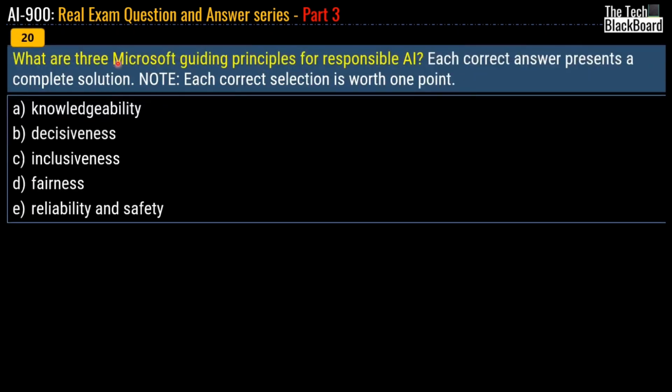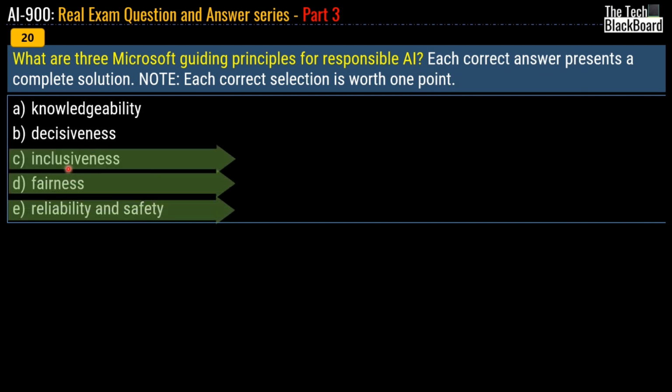Our question number 20 says, what are the three Microsoft guiding principles for responsible AI? Each correct answer presents a complete solution. You should note that each correct selection is worth 1 point. So in total, you have 3 points for this question. And your options are knowledgeability, decisiveness, inclusiveness, fairness, reliability, and safety. The correct answer for this question is option C, inclusiveness, option D, fairness, and option E, reliability and safety.